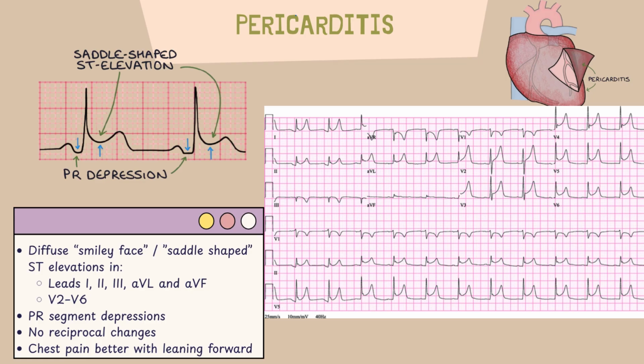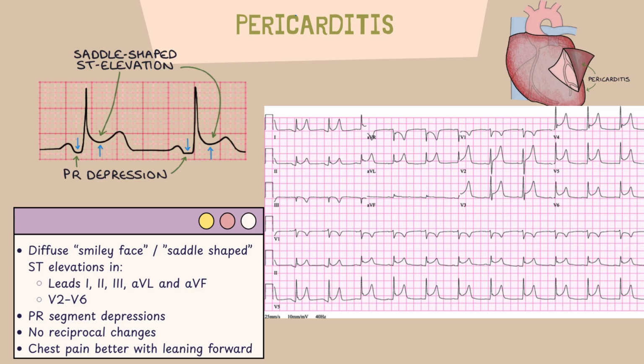So pericarditis is exactly what it sounds like. It's an inflammation around the pericardial sac. And when the whole heart is irritated from this inflammation, you can see diffuse ST elevations across many leads. So leads 1, 2, 3, aVL, aVF, V2 to V6. The ST elevations tend to have a concave, kind of smiley face shape, not the tombstone pattern of an MI.